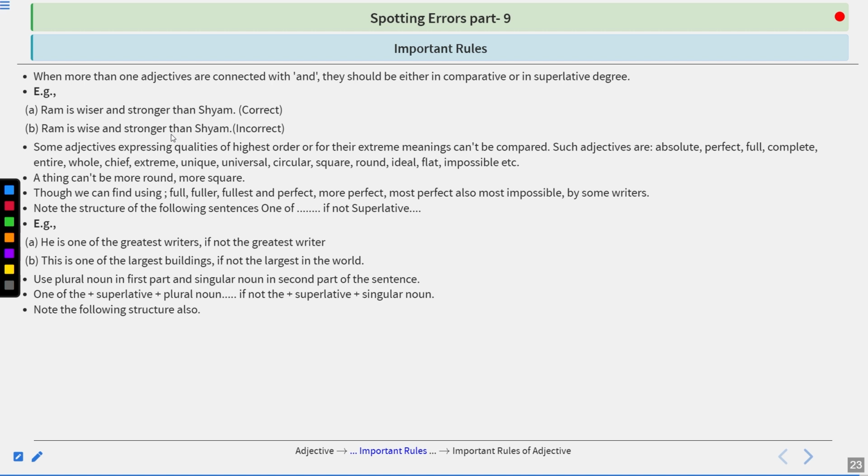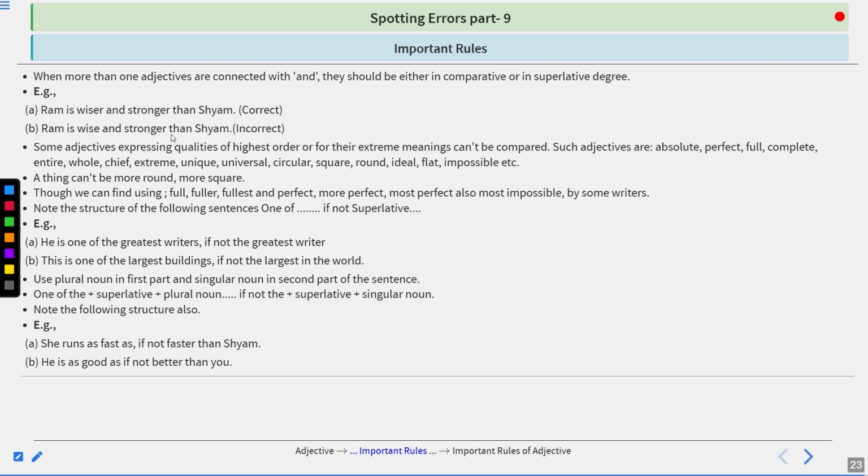Note the following structure also. She runs as fast as, if not faster than Shyam. He is as good as, if not better than you, which means someone is equally good as someone else, but not better than someone else.